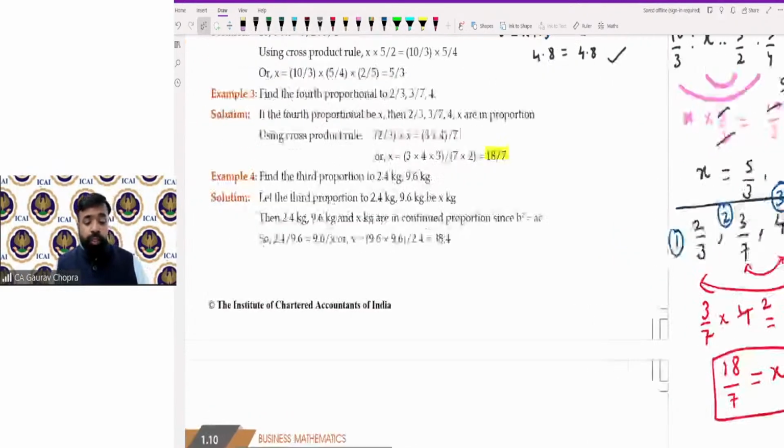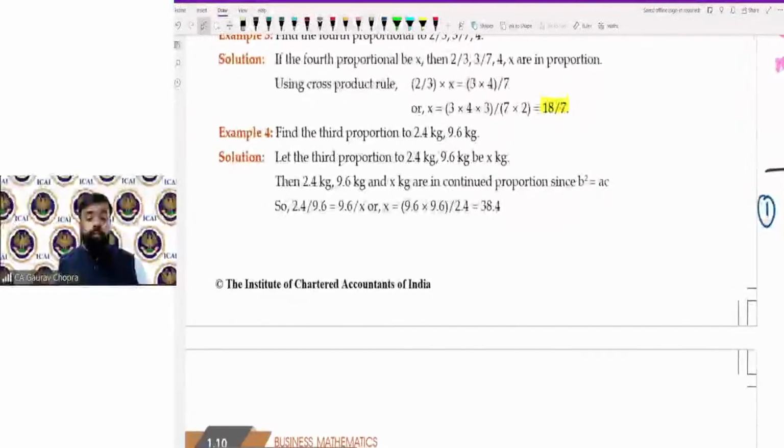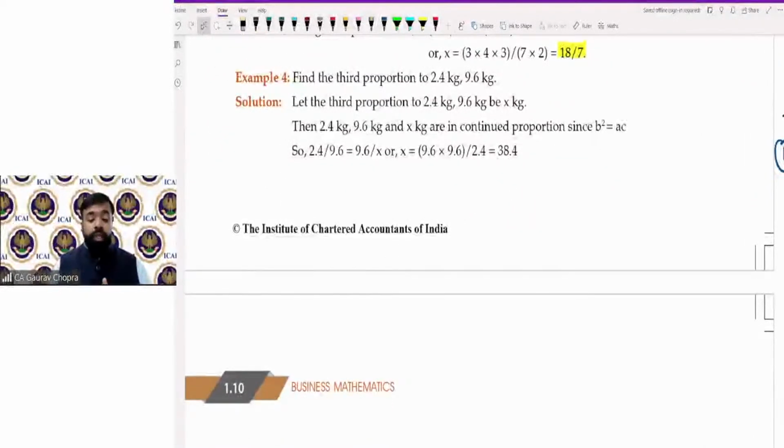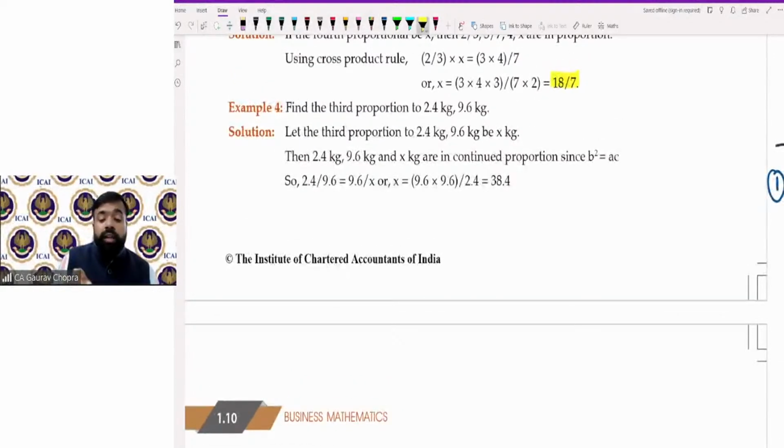Now, fourth one. Example number 4. Now understand it very carefully. Find the third proportion. So how many values are given to us? 2.4 kg is the first value, 9.6 kg is the second value, and the third value we have to calculate. So there are only 3 figures. So for 3 figures, what is the formula? B square equal to AC. Okay, so let's apply.